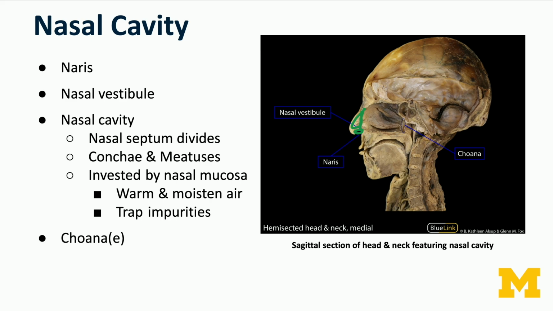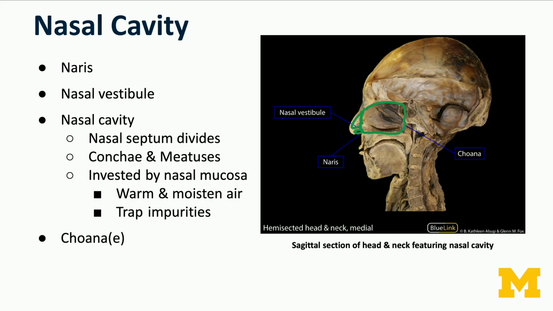The nasal vestibule is that space in which dried mucus can form. You might refer to them colloquially as boogers. So if someone's picking their nose, usually they're digging that out of their nasal vestibule. Now, distal to the nasal vestibule is the nasal cavity. It's all of this here. That nasal cavity is divided into two cavities by a nasal septum, which is a collection of cartilages along the midline that's covered by mucosa.